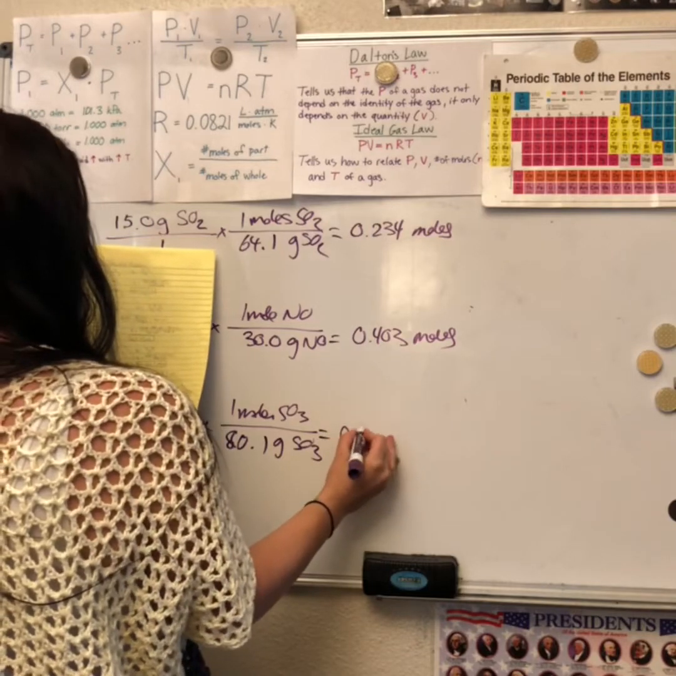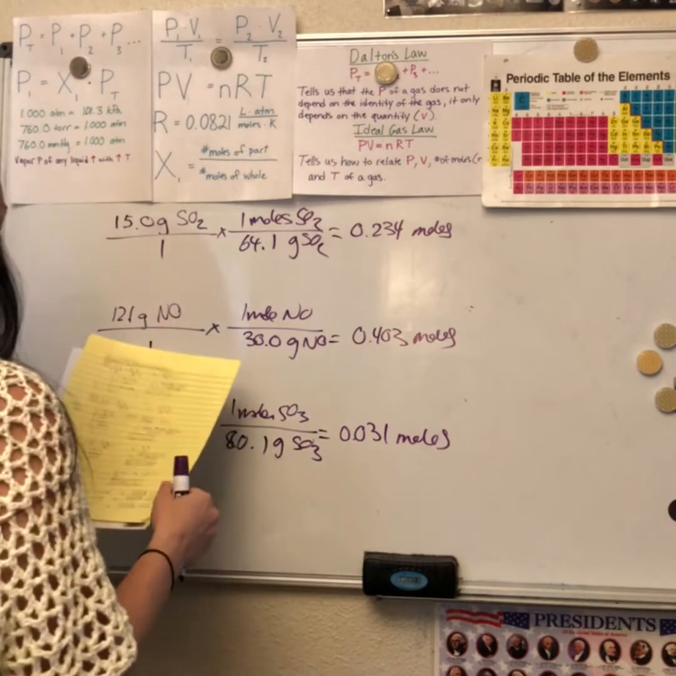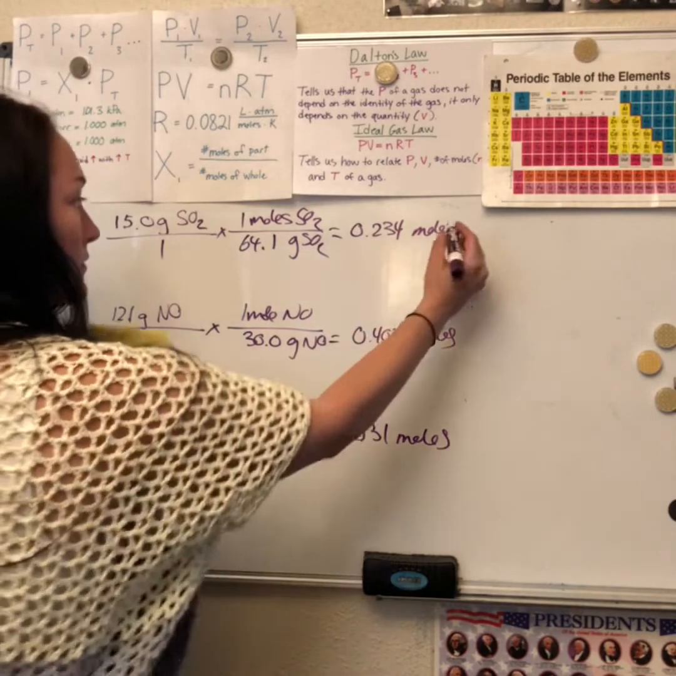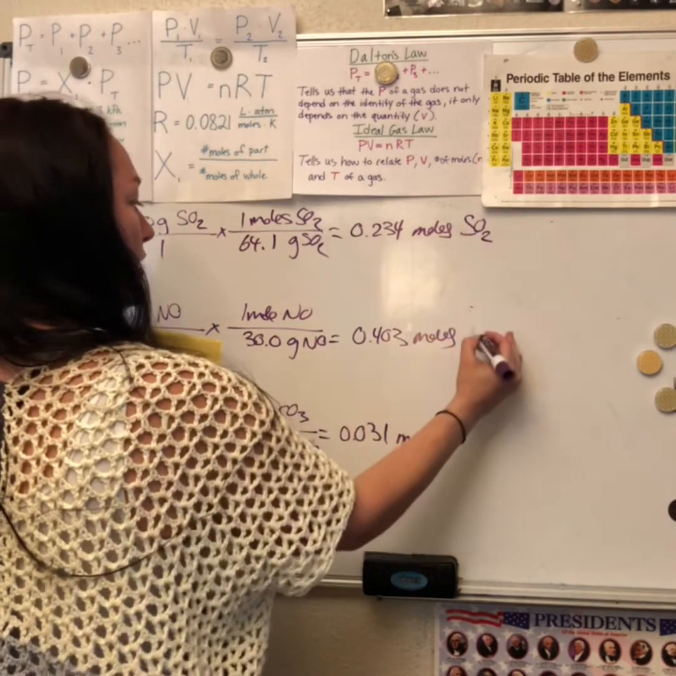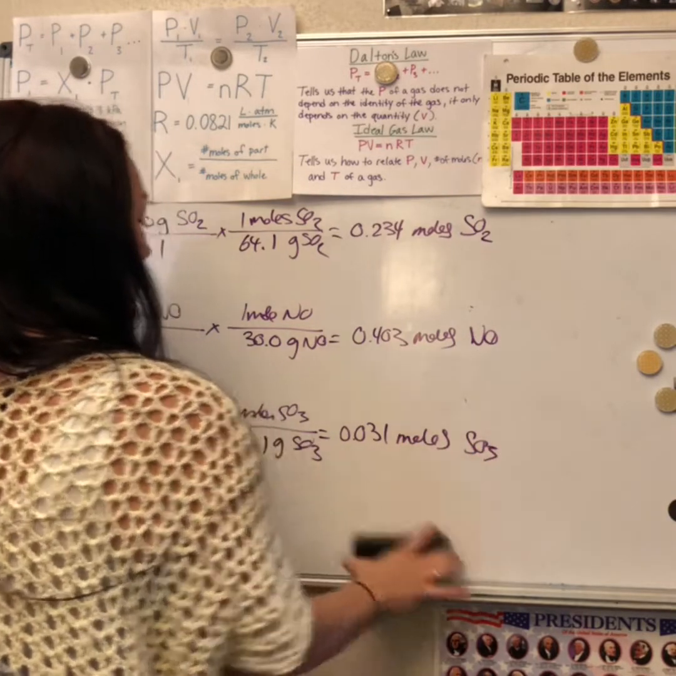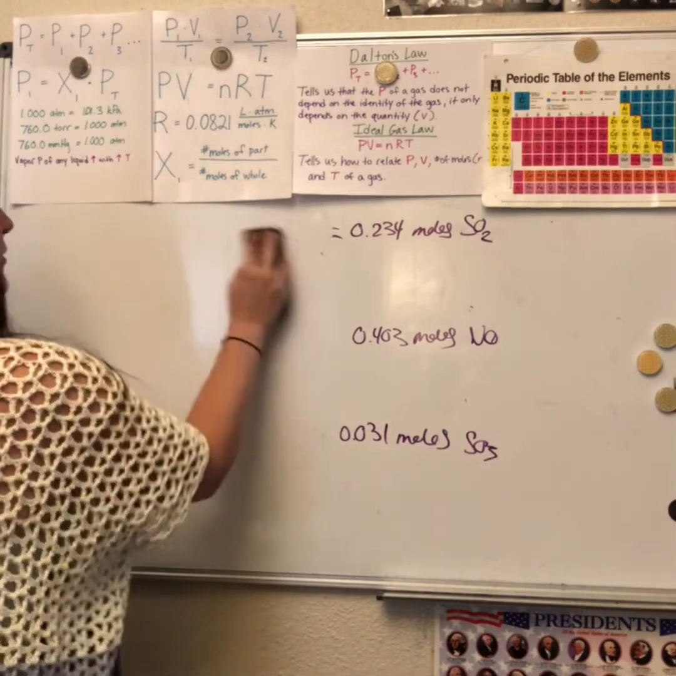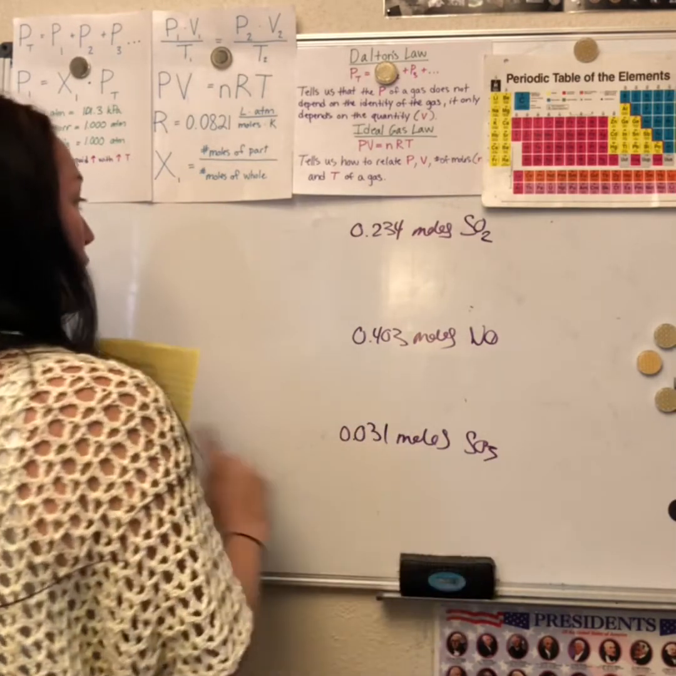Here I have 0.031 moles. Okay? So now, let me put this over here: SO2, NO, and SO3. I'm going to go ahead and erase this because I don't have space. Now that we know the moles, we need to find the mole fraction.